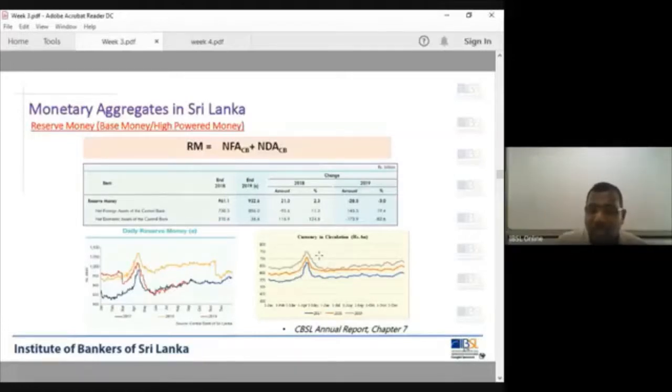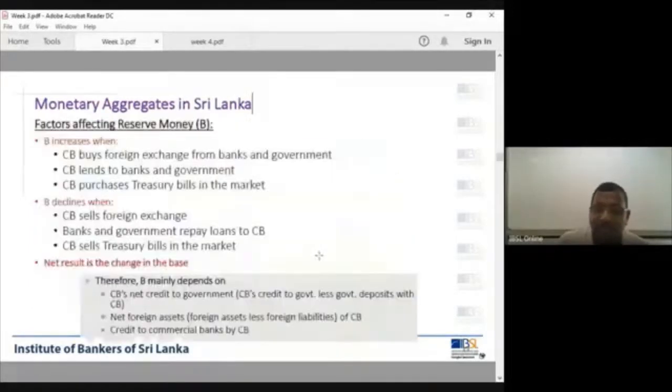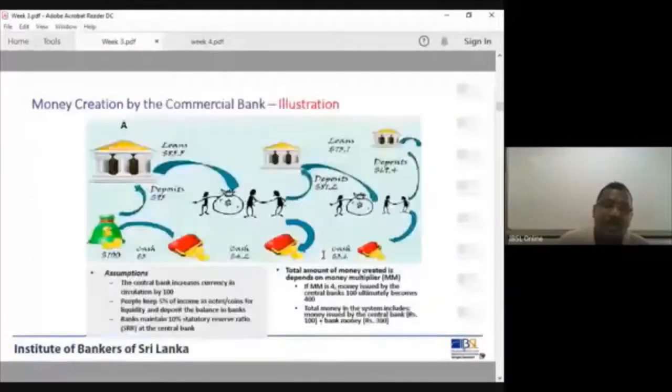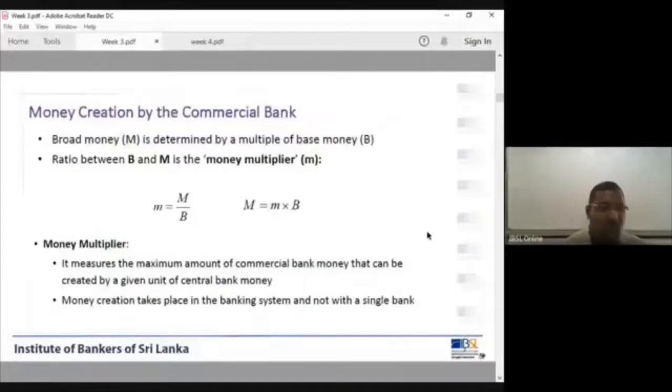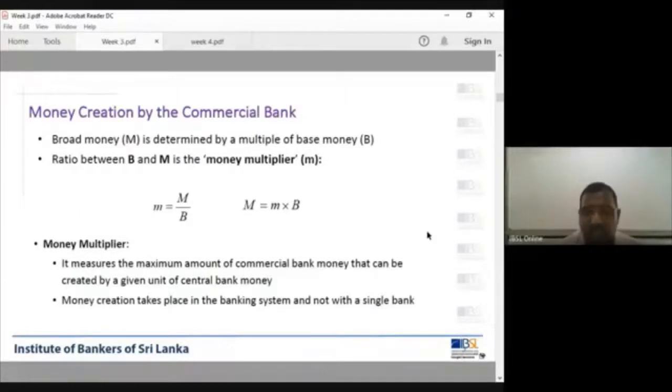Do I need to go back to that slide? How do you link reserve money and broad money? Through which variable? Any response? With the money multiplier? Exactly.